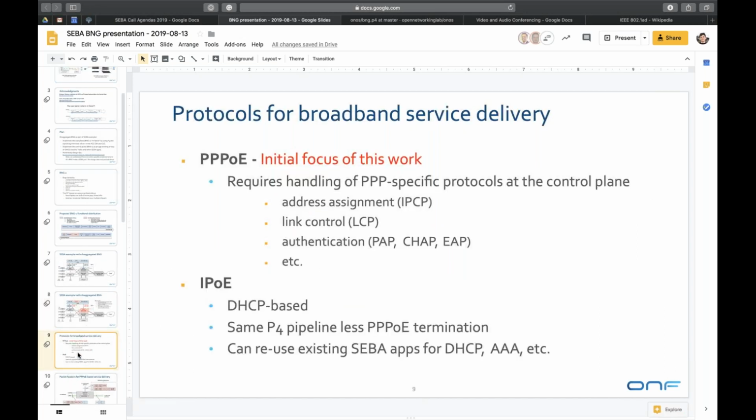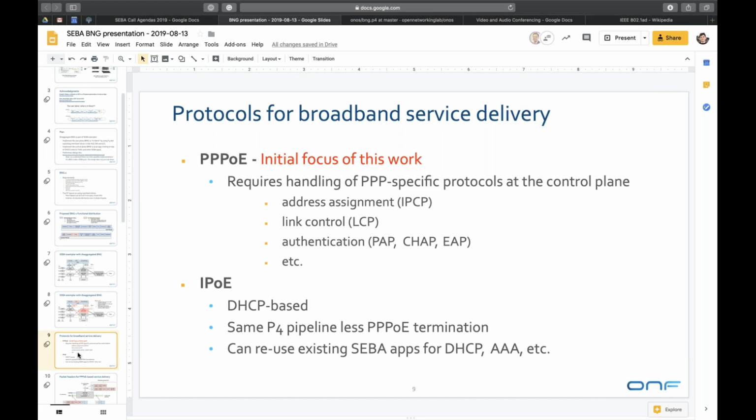Okay, moving on. In terms of protocols, we plan to support... There are two ways of providing service delivery in broadband networks, and these are usually either using PPPoE or IP over Ethernet. We decided to focus initially on supporting PPPoE, and that's because it's a requirement of the SEBA reference design. The issue with that is that we need a bit more complexity on the control plane, because we need to handle new PPP specific protocols at the control plane for things like address assignment. So for example, using the IPCP protocol, link control, authentication, and etc.